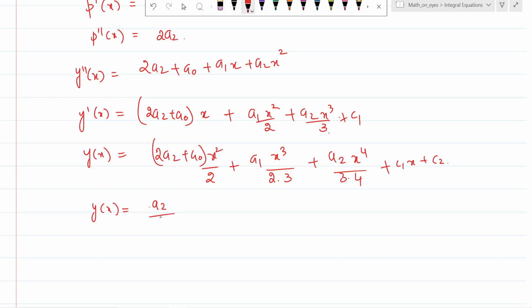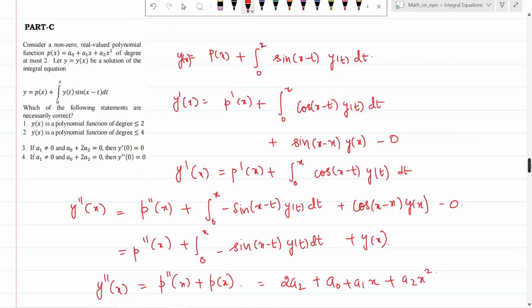So y of x is equal to, we got powers of x up to 4: a2 divided by 4 threes are 12, into x power 4, plus for x cube we have a1 divided by 6 into x cube. For x squared we have 2a2 plus a naught divided by 2 completely, and for x it is c1x, and for the constant term we have c2. This is a fourth degree polynomial. So the statement that y of x is a polynomial of degree less than or equal to 2 is false. The second option is true: y of x is a polynomial of degree less than or equal to 4.